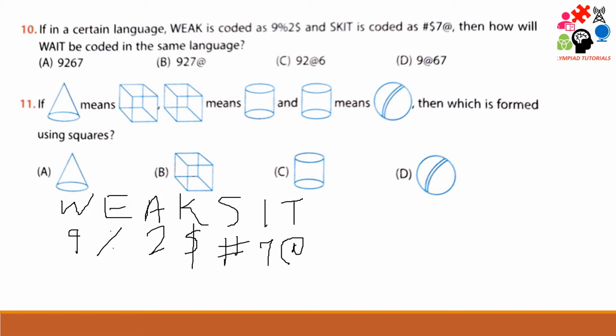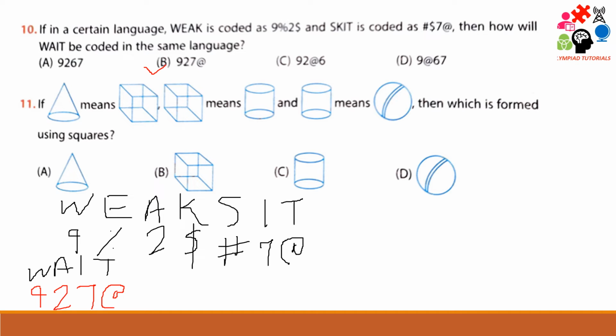So here weight, WAIT. So you'll have W is 9, A is 2, I is 7 and T is @. So here option number B, 927@. This is your correct option.